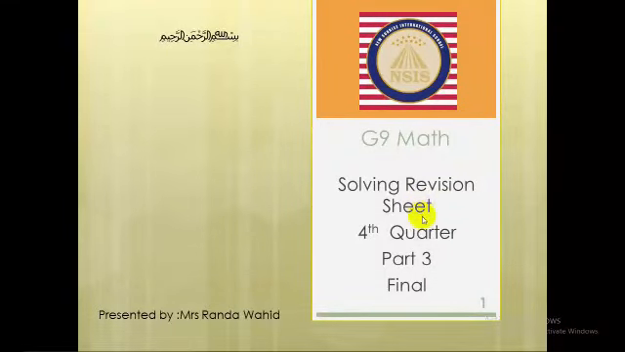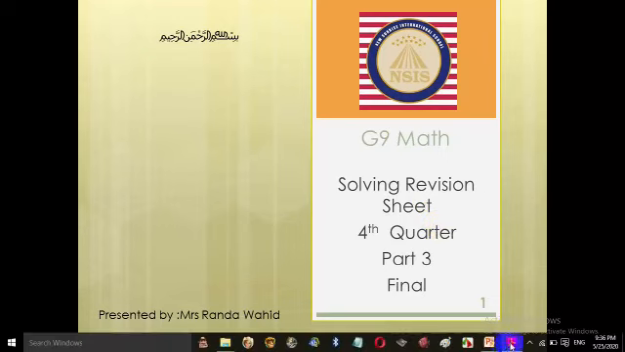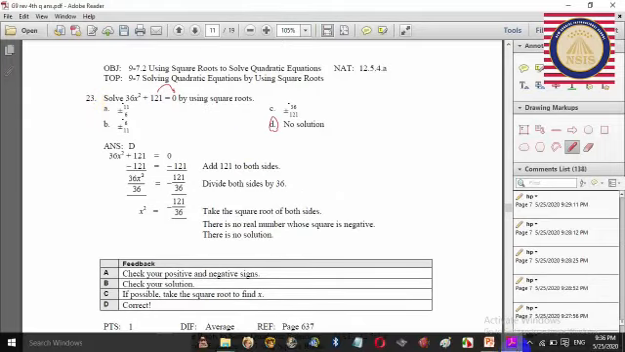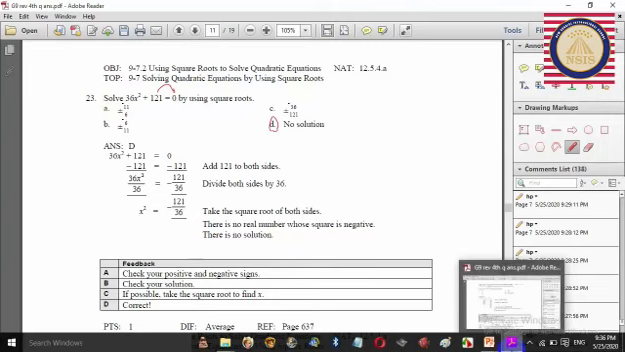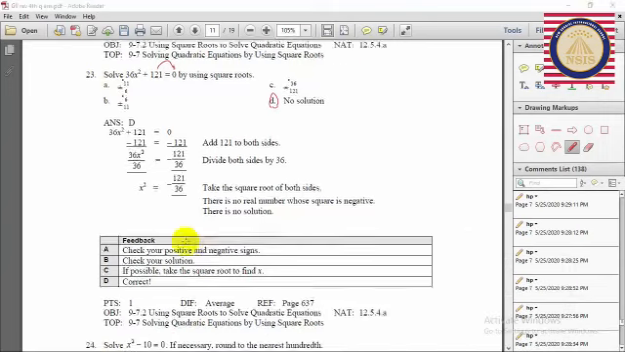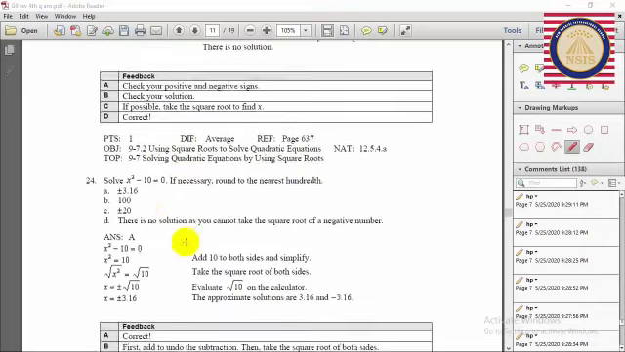I hope you're fine. Today we're going to finish our revision sheet. I hope you already studied and solved the other two parts. Open your revision sheet with me, please. We finished till number 23. And I told you that we're going to use the calculator next session.